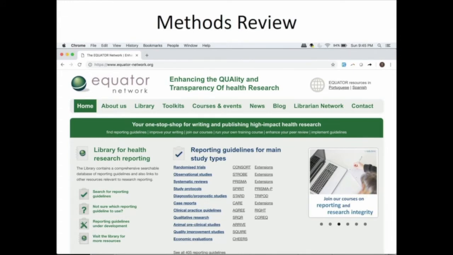As an author, if you have your manuscript ready to go with those things in mind, it's going to save you a lot of hassle on the back end. And as a reviewer, we sure could use the help to check these things out. So the EQUATOR Network is a great place to go to find these checklists.